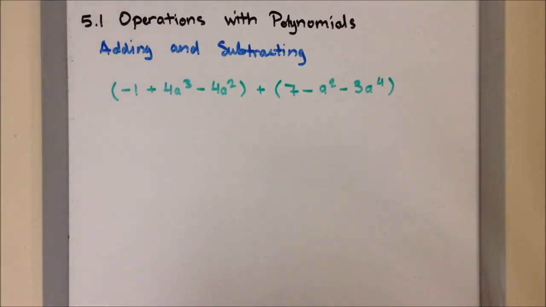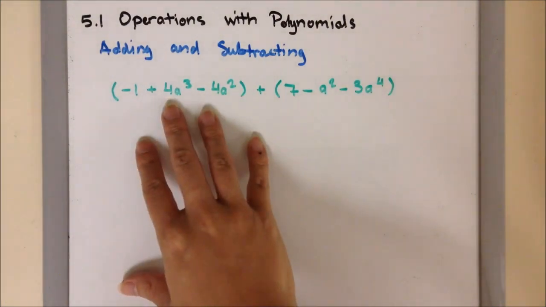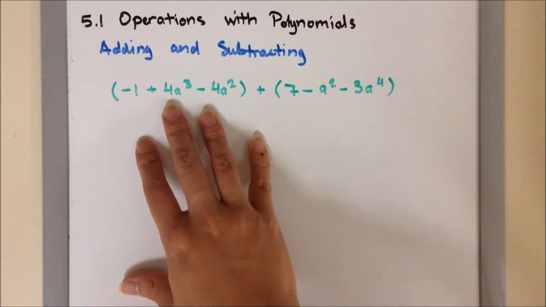Now the reason I said same variable with same exponent is because later on we're going to be working with multiple variables. So right now we're going to be working with a single variable, but later on there's going to be multiple variables. For example, here we have just a as a variable. Later on you may have examples where it's going to be a and b, or x and y, or m and n, so multiple variables.